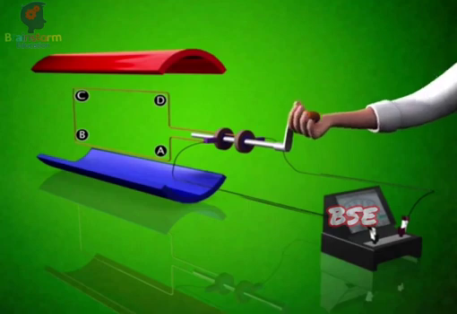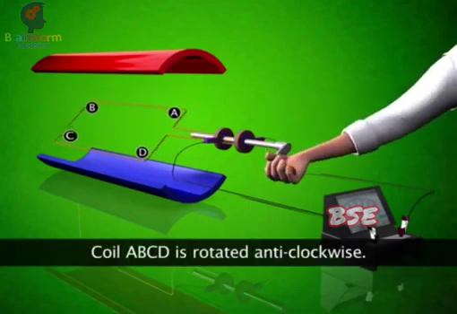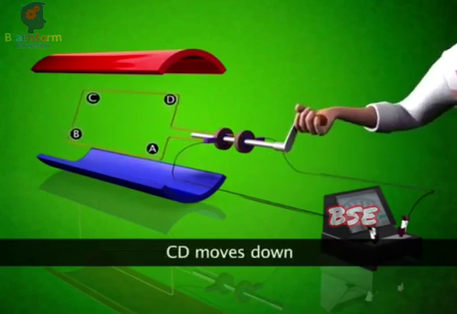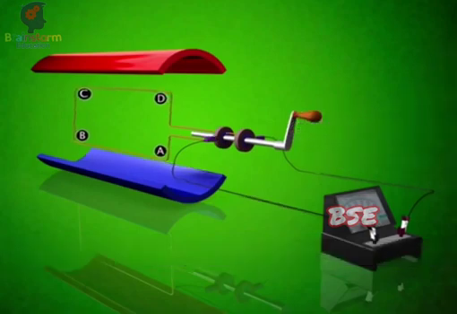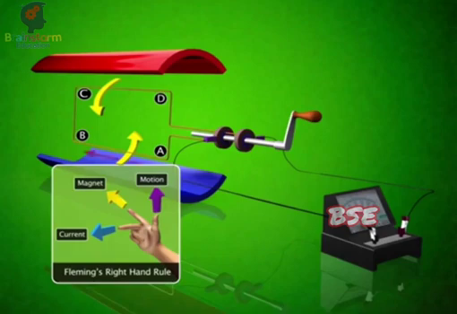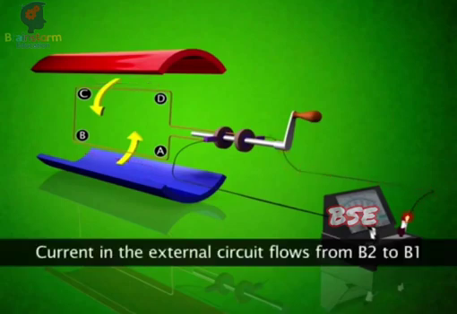The axle attached to the two rings is rotated anticlockwise. Arm AB moves up and the arm CD moves down in the magnetic field. To find the direction of the induced current, you can use Fleming's right-hand rule. The direction of the induced current is now ABCD. This means that the current in the external circuit flows from B2 to B1.